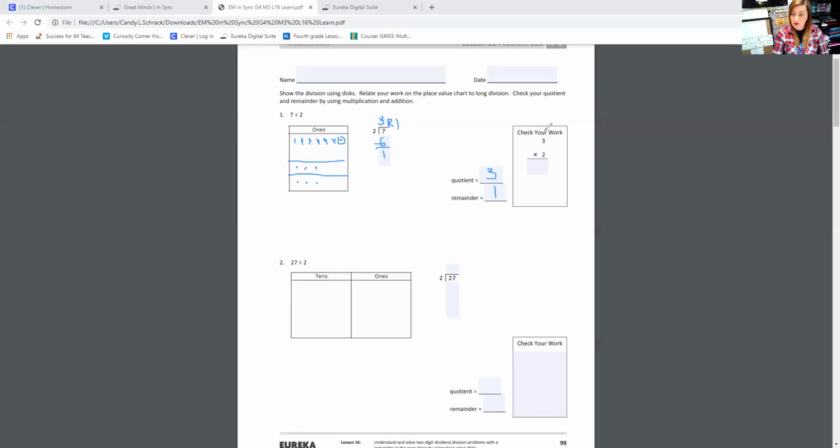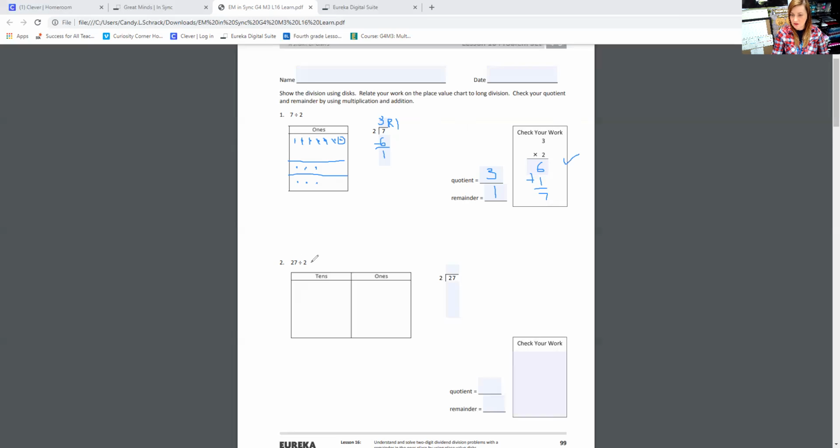Now, they want you to check your work. So what you're doing is you're multiplying these two numbers, the 3 and the 2. That made 6. And then if I add back my remainder, I should get this answer right here. So I got 7. So I did and I checked it. Let's look at the next one.